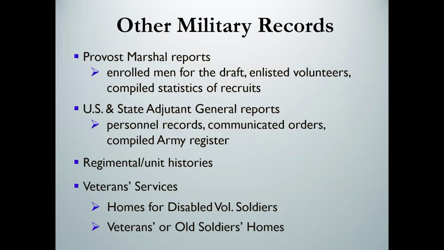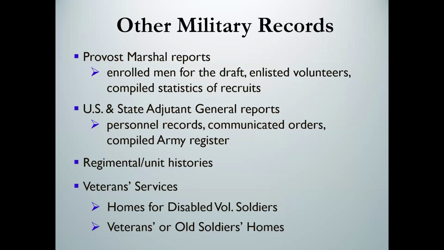You have the provost marshal reports, and those were the ones that actually held the draft. If you ever find one, it basically looks like a big ledger and even says provost marshal at the top, and it's the list of everybody that signed up or was drafted. And they kept statistics.